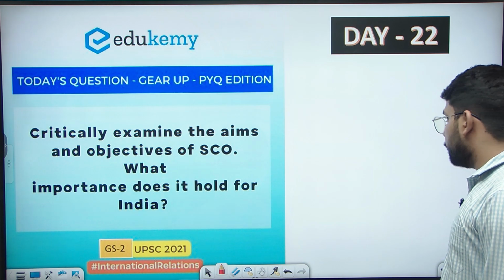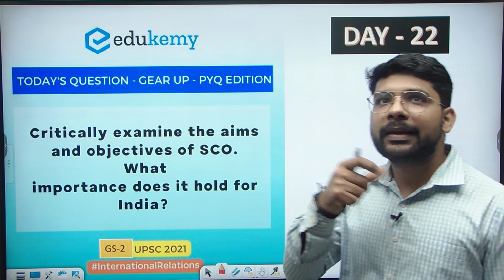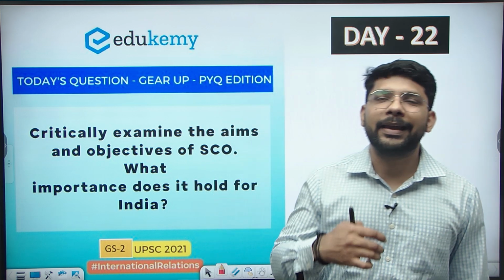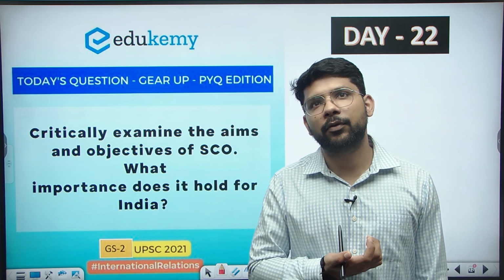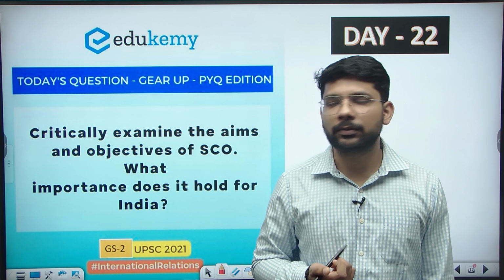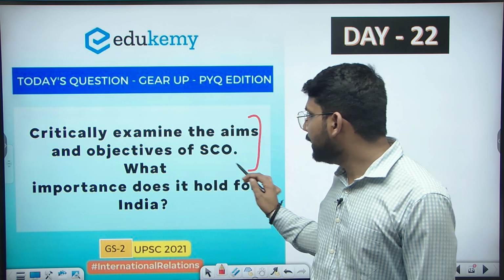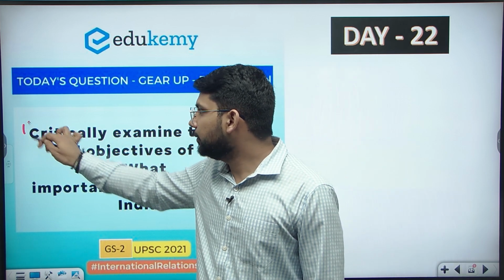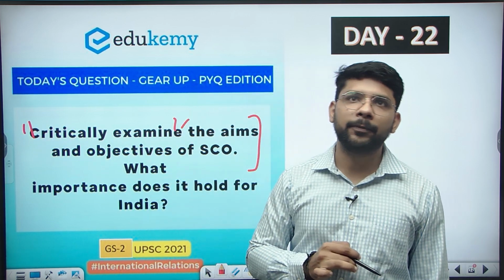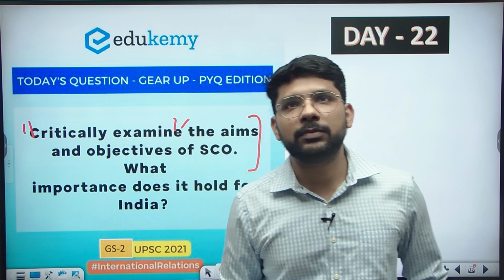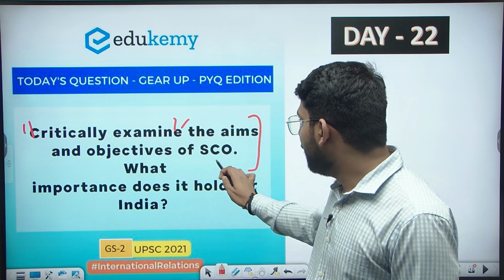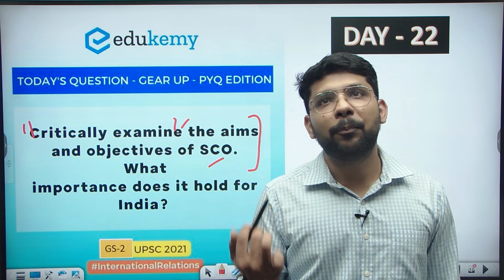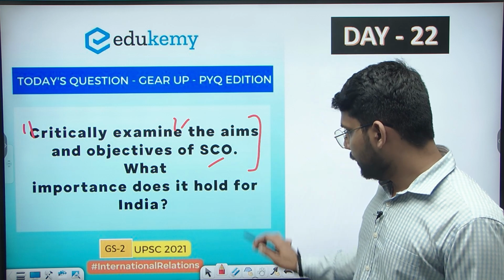So the question was: critically examine the aims and the objectives of the Shanghai Cooperation Organization. The first part is to critically examine. We need to write both parts here. Critically examine the aims and objectives of the SCO. What importance does it hold for India? And this is the second part.